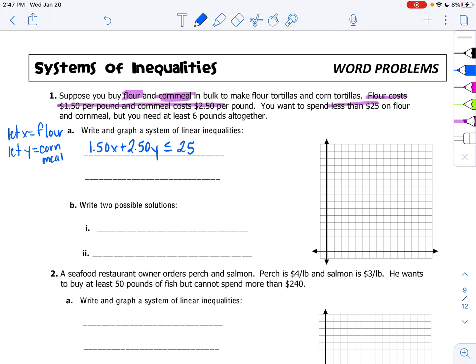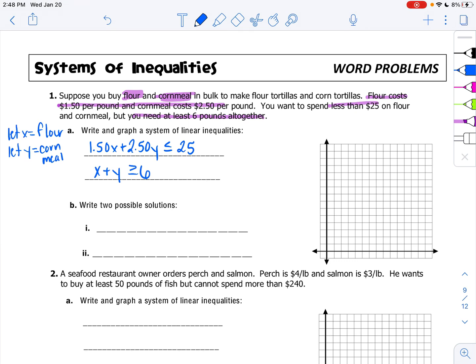So the total cost, how much flour and cornmeal added together, needs to be less than or equal to 25. The next part, you need at least 6 pounds altogether, will write our second inequality. So the number of pounds of flour plus cornmeal, x plus y, needs to be at least 6 pounds. That means it needs to be 6 pounds or greater. So x plus y is greater than or equal to 6.